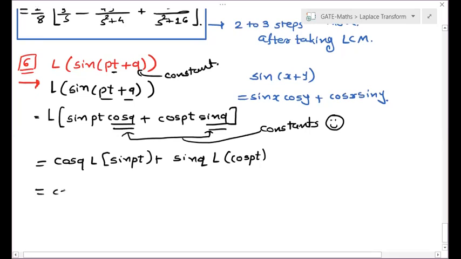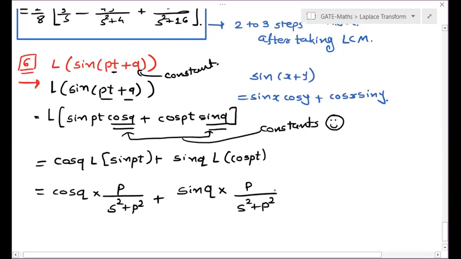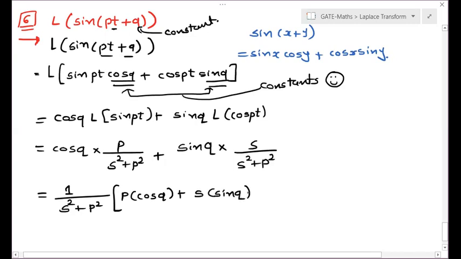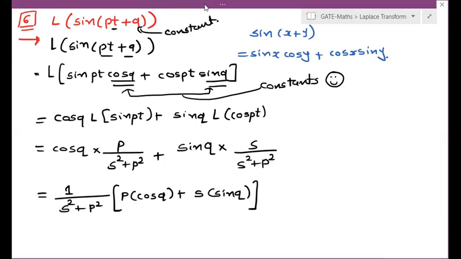This is equal to cos q times Laplace of sin pt, which is p divided by s square plus p square, plus sin q times Laplace of cos pt. No, sorry, for cos it is s divided by s square plus p square. Now my denominator s square plus p square is common in both cases, so I will take it common. So 1 upon s square plus p square, times p cos q plus s sin q.